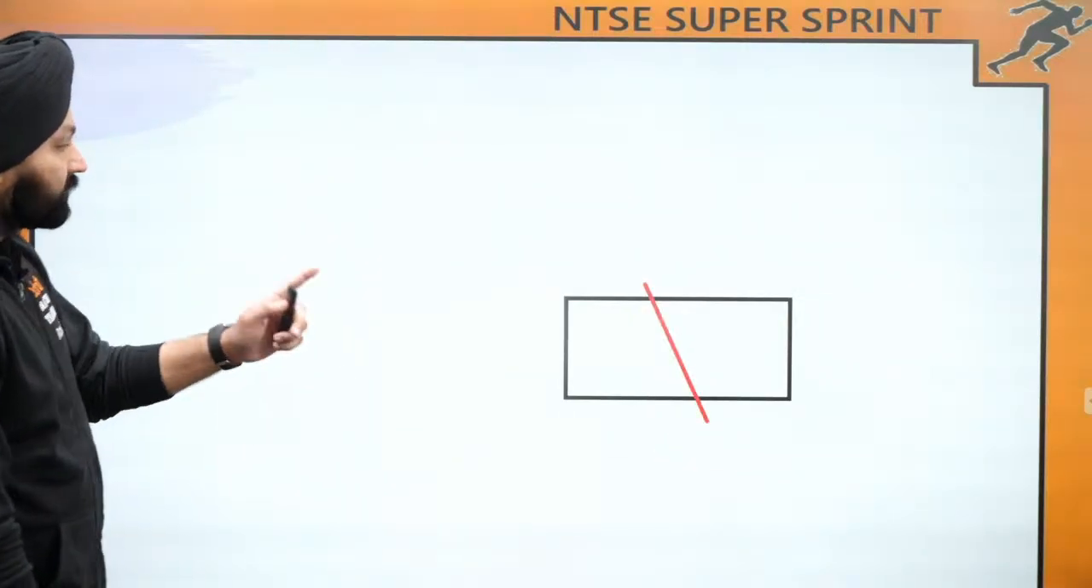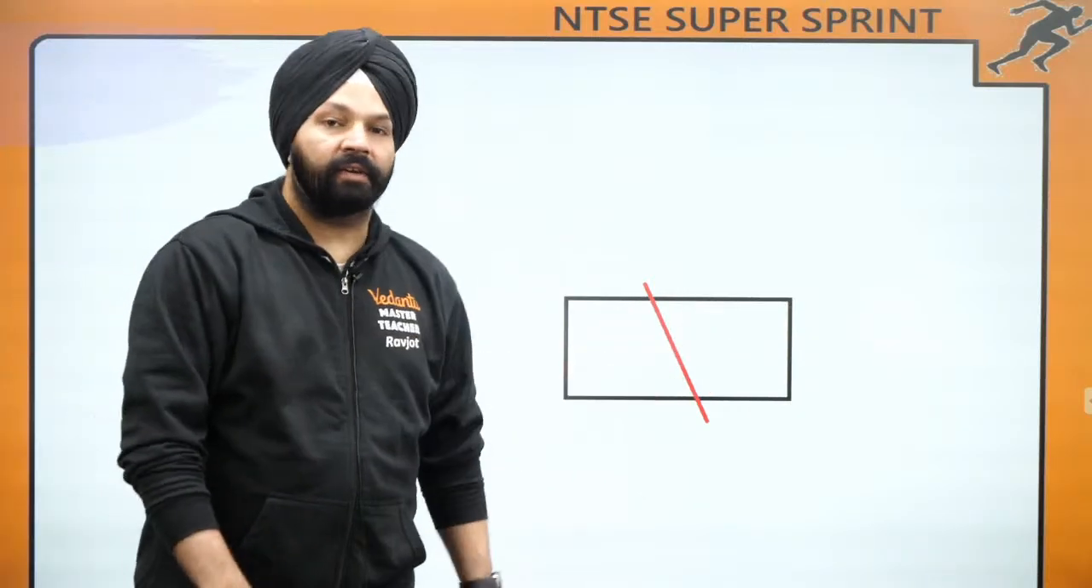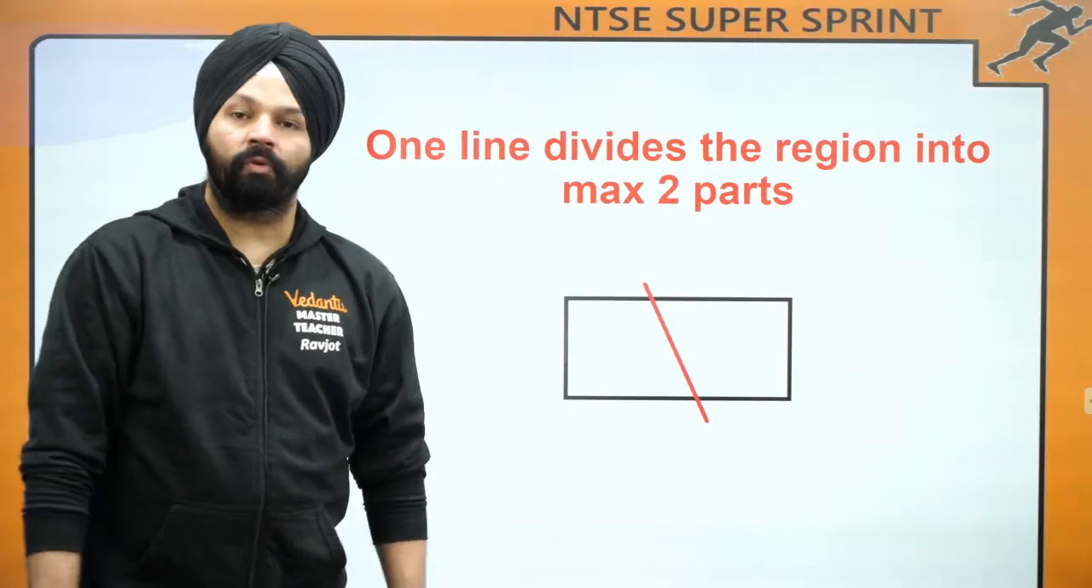Let's explore this. This is an example wherein you can see I have drawn one line and the plane is getting divided into 2 parts. One line divides the region into maximum 2 parts.